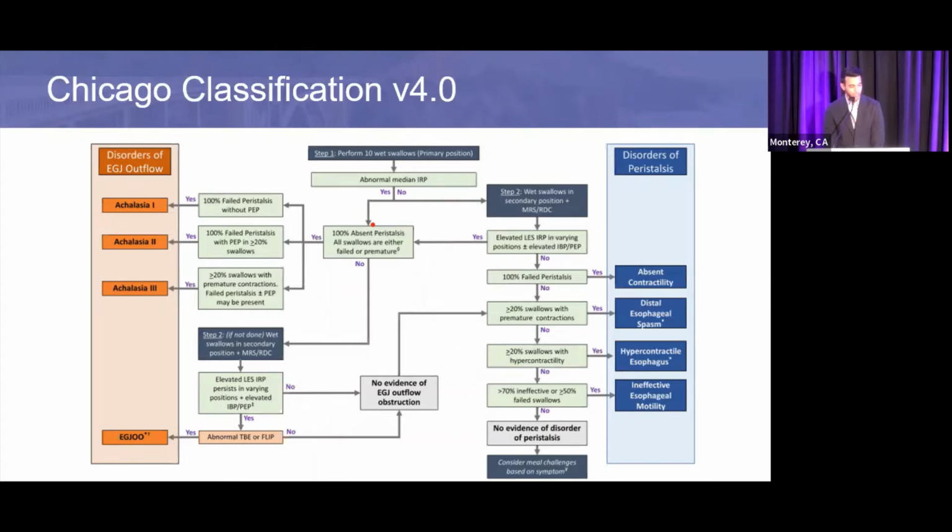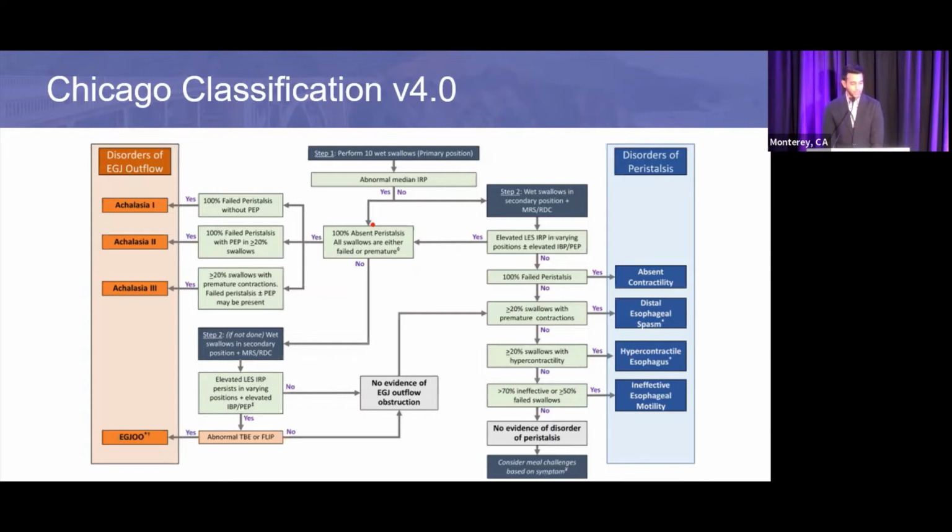So if it's not already done, you want to do swallows in a second position, consider the multiple rapid sequence swallowing, as well as rapid drink challenge. And if the LES IRP is still elevated, then that's when you want to do confirmatory testing with either barium esophagram, preferably with a barium tablet, or endoflip. And if the IRP is normal, that's where you're looking at disorders of peristalsis, which are defined there.